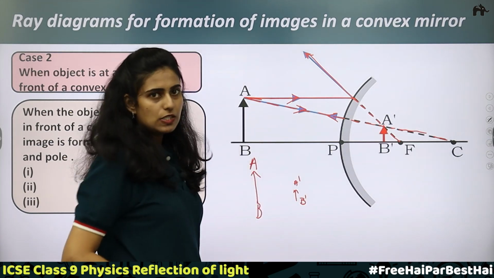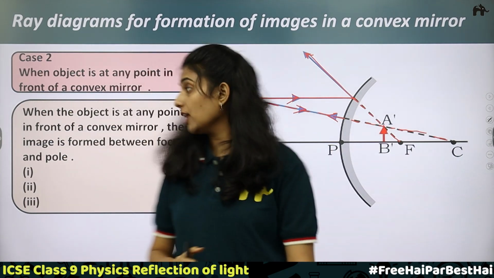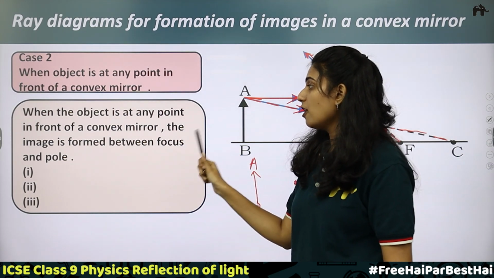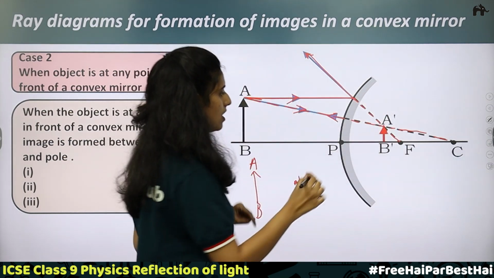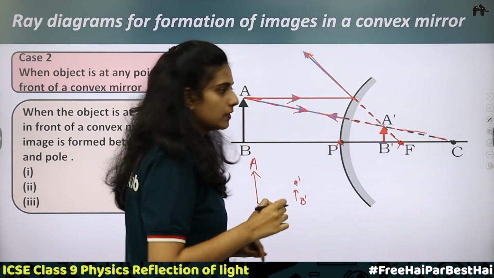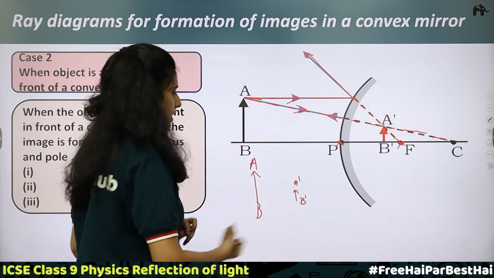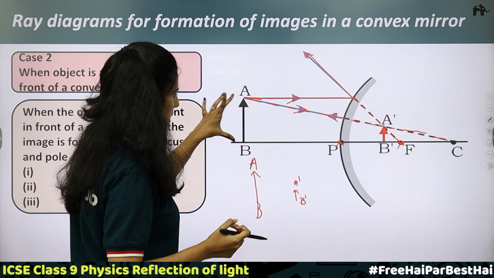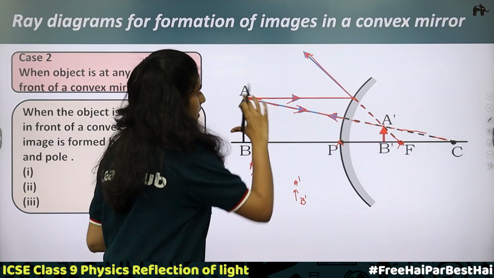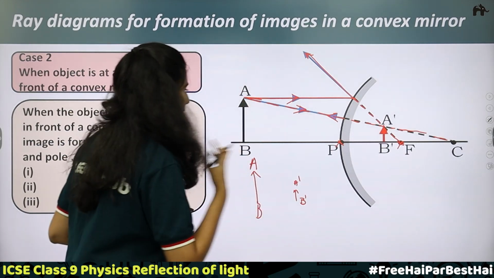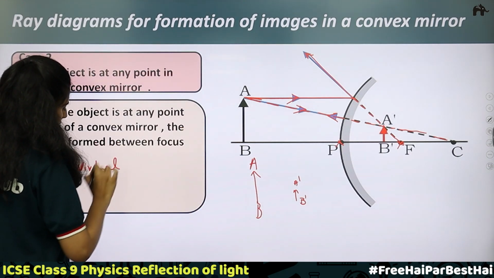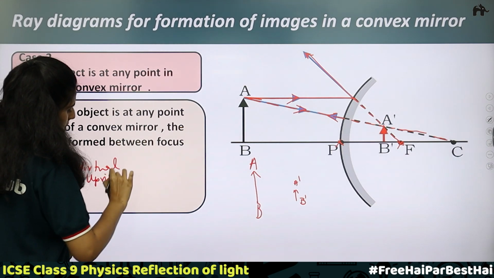Where is the image formed? Image is formed behind the mirror. So when the object is at any point in front of a convex mirror, the image is formed between the focus and the pole, behind the mirror. You can see here we have the pole, here we have the focus. Between the pole and focus, image is formed. Next, what are the properties of the image? This is object AB, this is image A dash B dash. So it is an upright image, or an erect image. Erect images are always virtual. So first property, it is a virtual image. It is an upright or erect image.